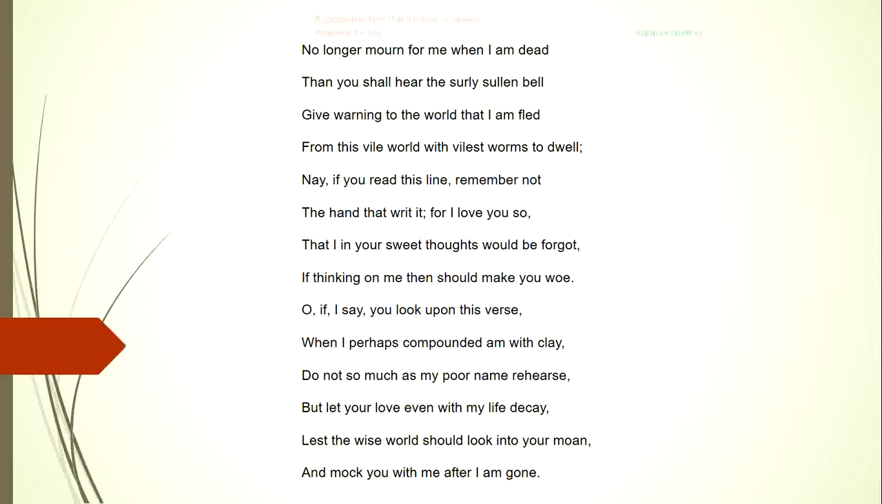Right, but if we have a look at that first line on its own, the speaker there is saying, no longer mourn for me. Now, one can read into that that the speaker's lover is possibly already mourning for the fact that he might die at this point. So he's saying here that once he's dead, the lover should not continue to mourn for him. What he also wants in this first line is for his lover to move on when he dies. So it says, no longer mourn for me when I am dead.